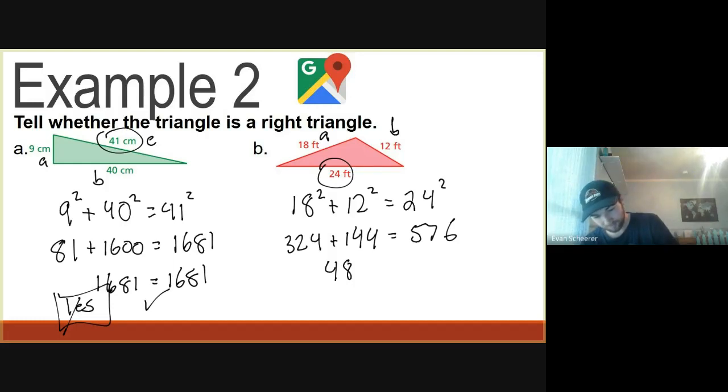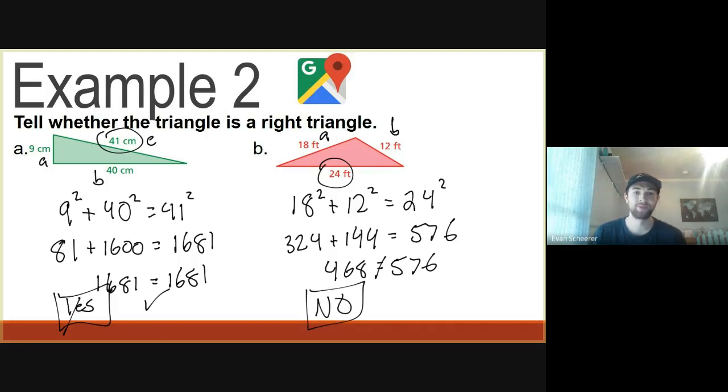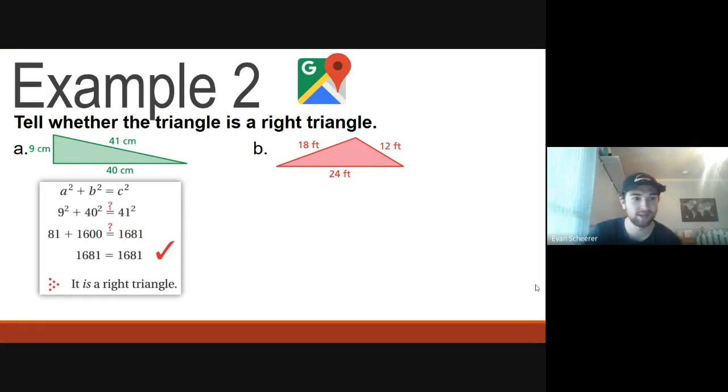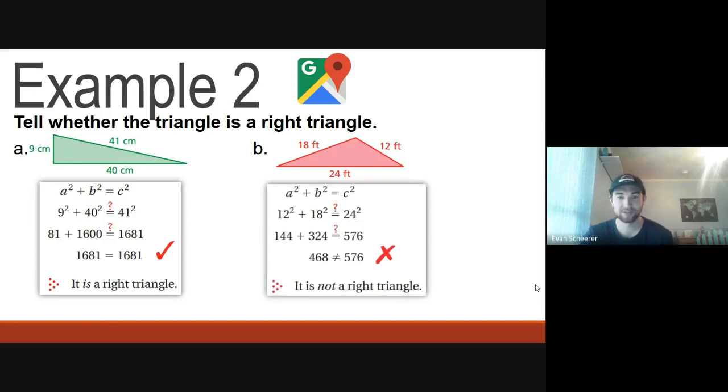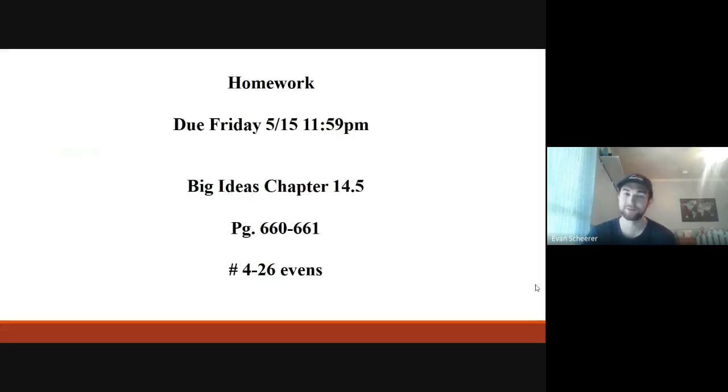Oops. 468. Does that equal 576? Nope. So this answer is no. It is not a right triangle. So let's go ahead and show you the steps for that. It's the exact same thing that I did. So the first one is a right triangle. The next one is not a right triangle. Right? And that's it, guys.